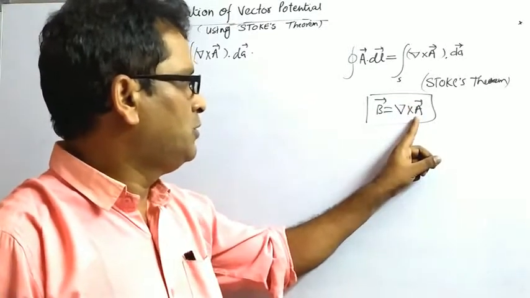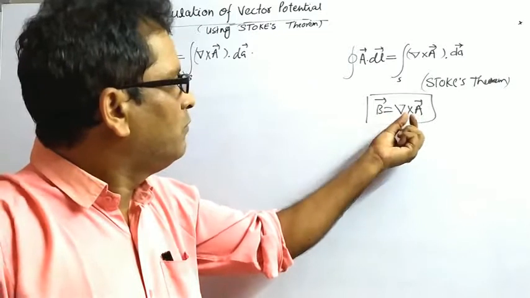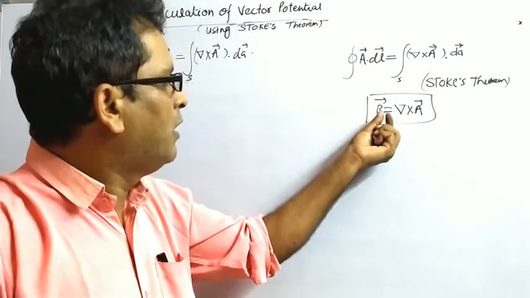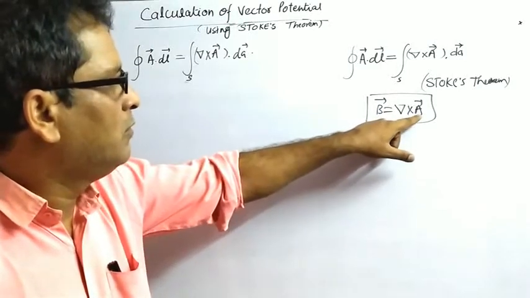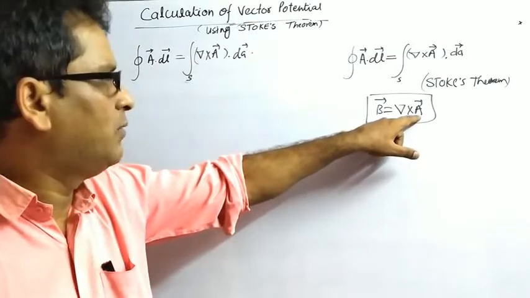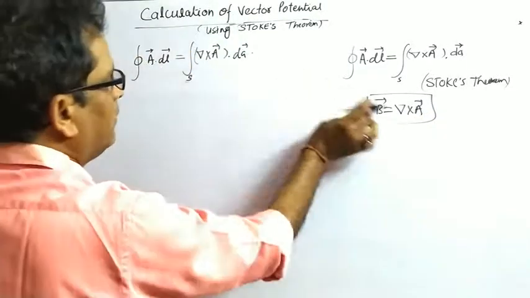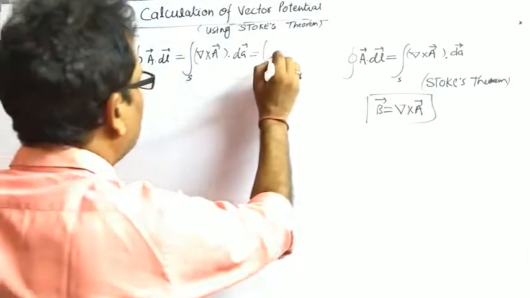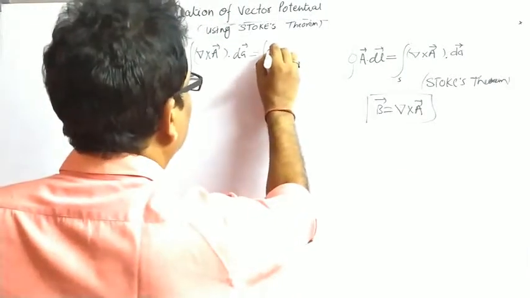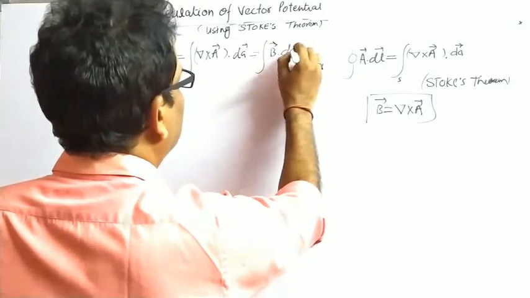magnetic vector potential, which we discussed in the last video. इस इक्वेशन से ही मैग्नेटिक वेक्टर पोटेंशियल दिया जाता है, which says that the magnetic field B is the curl of the magnetic vector potential A. सो कर्ल A की जगह पर अब मैं B सब्स्टिट्यूट कर दूंगा. So this will give me B, which is again a vector, dot dA.